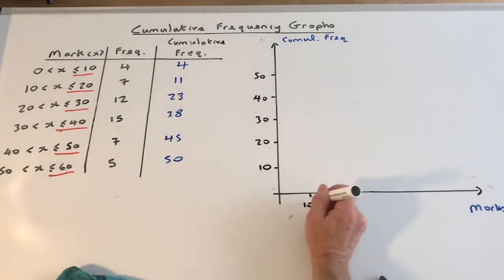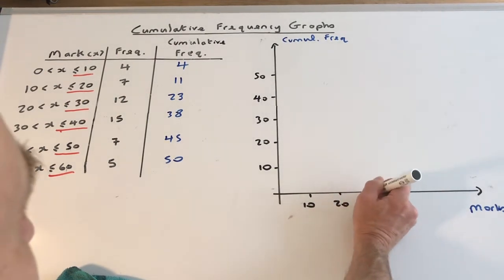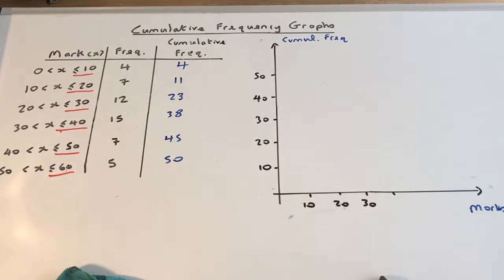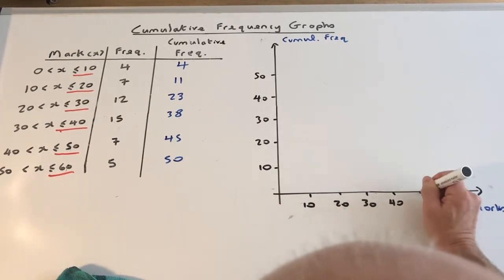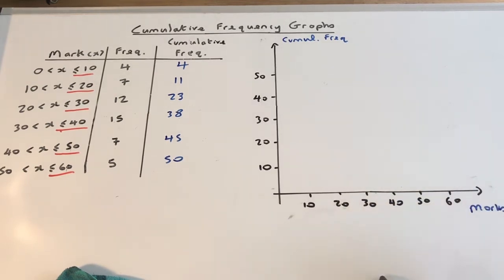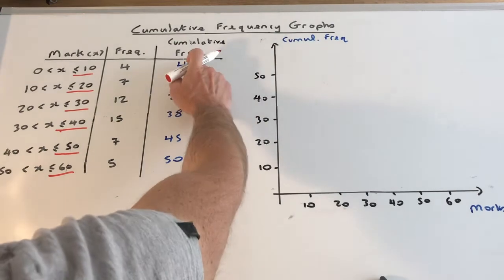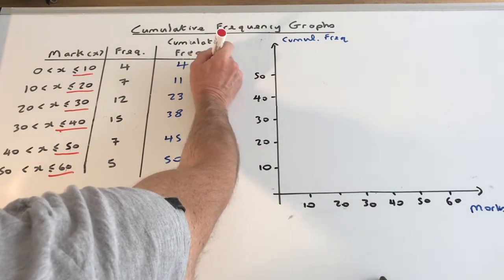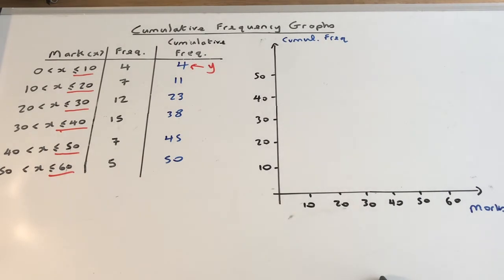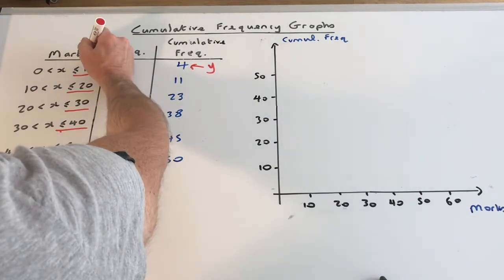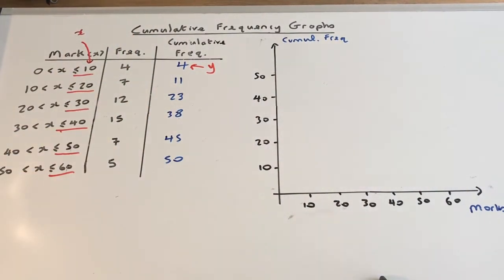So I'm going to have 10, 20, 30, 40, 50, and 60. So the scales just look normal. Then I've got to plot my points. To plot my points, I'm going to read across each of these rows, and this is the y-coordinate, and the x-coordinate is always the score that you're less than or equal to. So the end of these categories are going to be the x-coordinates.